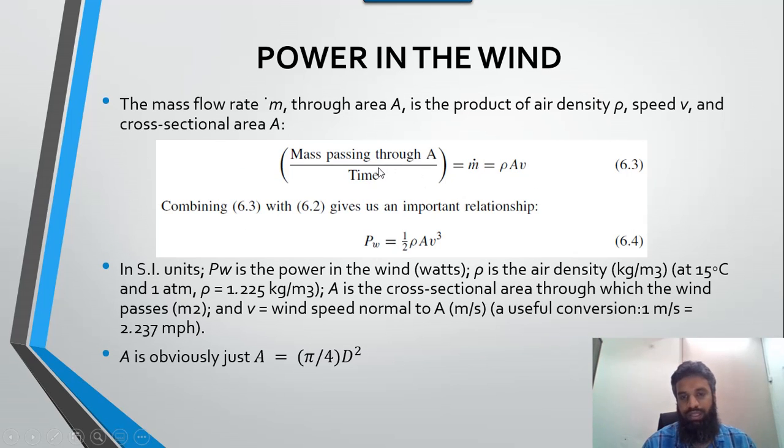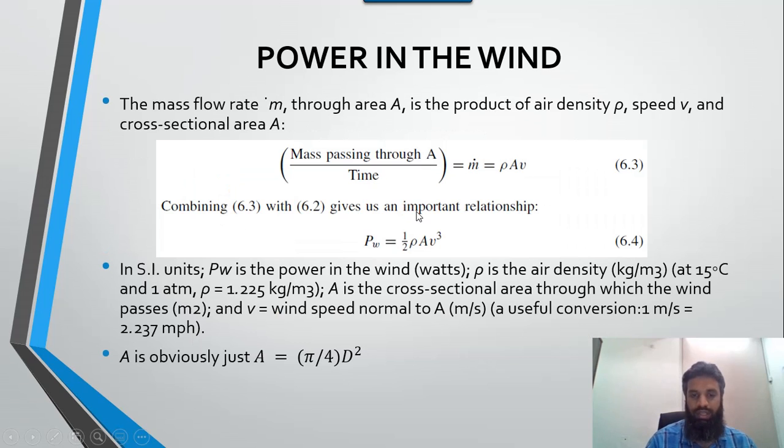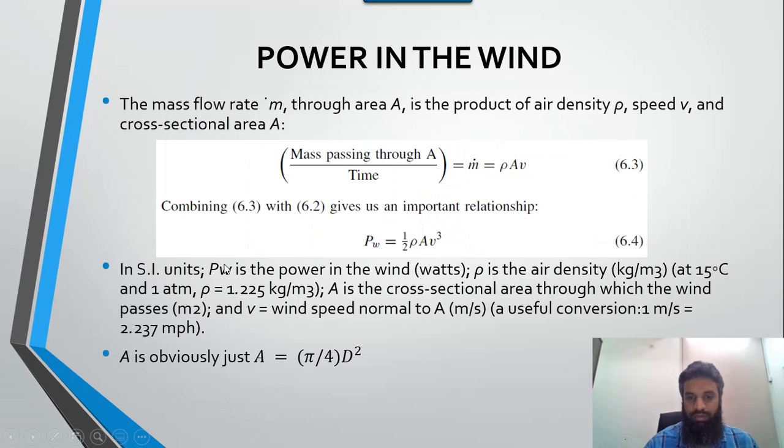While the mass over time is basically represented by rho A into velocity, where rho is the air density, A is the area, and v is the velocity. So if we put the value of m per unit time in the formula, half m v square, then the overall formula will be half rho A into velocity cube. While the area of the wind turbine is normally pi r square, if we change the area to the diameter, then it will be pi by 4 d square. So if we put the value of the area in this formula, then the formula will basically be rho v cube into pi divided by 8.